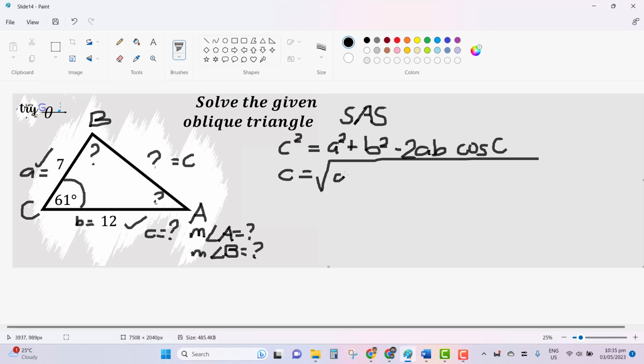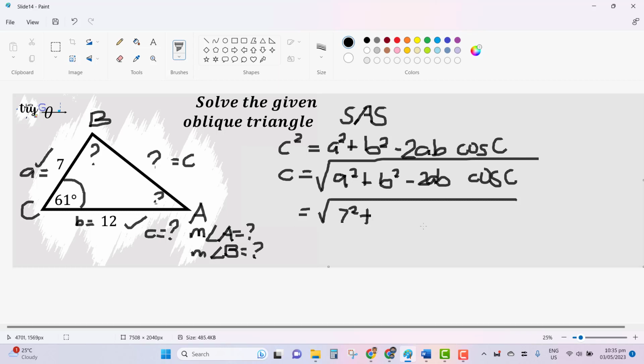So we are going to take the square root of whatever the value of this entire expression is, as your radicand. So let's substitute all the values here using the given measurements. A is 7, so let's have 7 squared plus B, which is 12 squared, less twice the result of multiplying 7 and 12, and the cosine of angle C, which measures 61 degrees. So we could input all of this at once in your calculators.